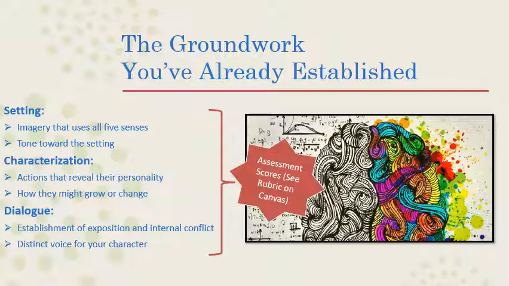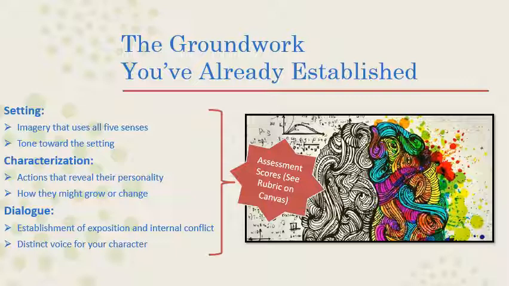Oh, sorry, one last thing before we do that. You should go back and you should see the rubrics on Canvas and just check out the assessment scores, because these three things, setting, characterization, and dialogue, are what I'm going to be scoring your final story on. So you should be aware of that as well.